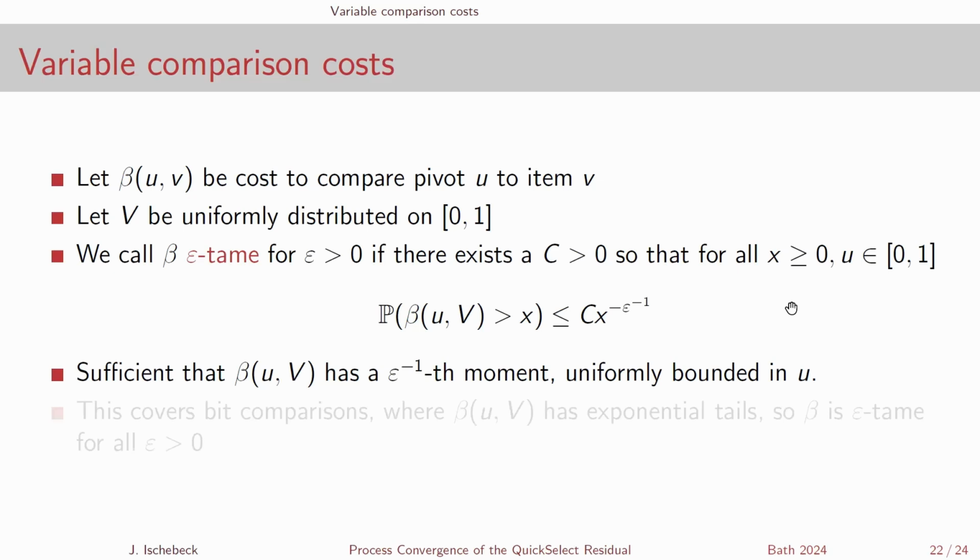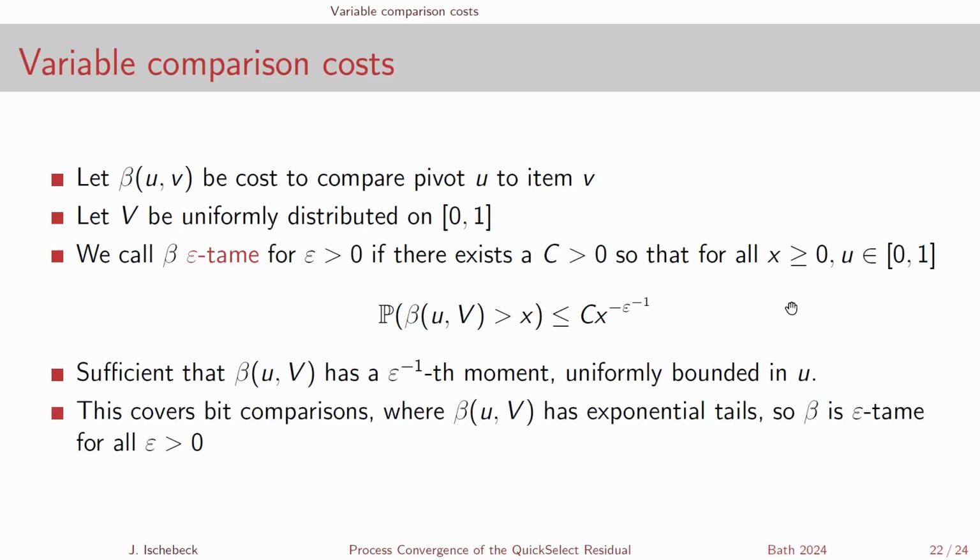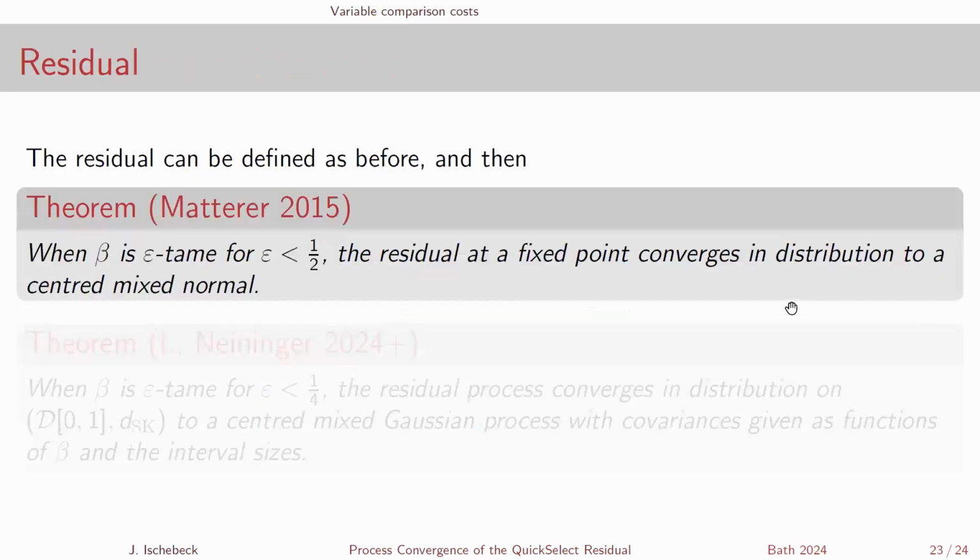That's usually sufficient to use Markov bounds and say that beta uv has an epsilon inverse moment, and this moment is uniformly bounded in u. So if I say epsilon has to be smaller than 1/2, that means we have more than half second moments. And this usually covers the bit comparisons. Let's say you have strings with independent characters or something like that. Then you usually have that beta uv has exponential tails. You won't get elements that are that hard to compare.